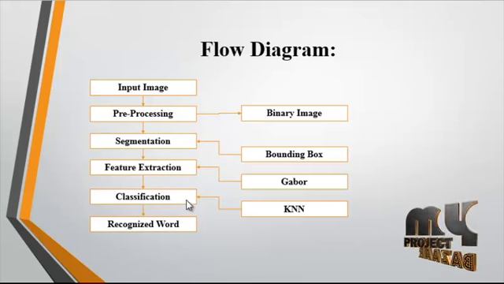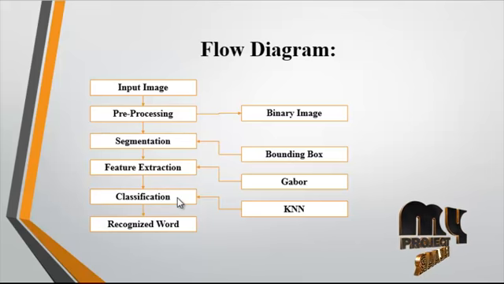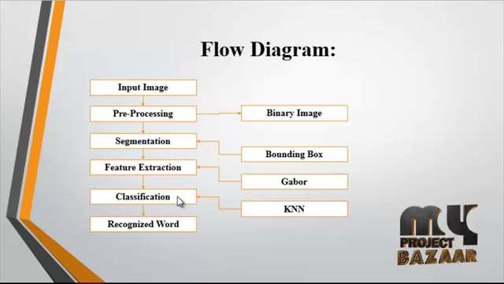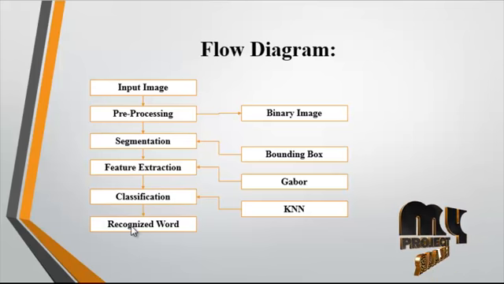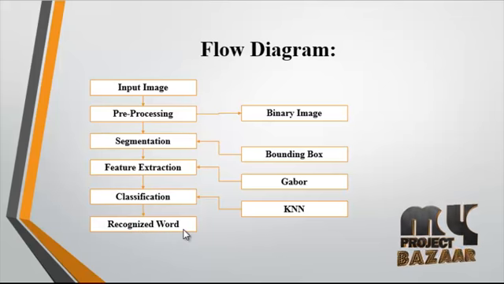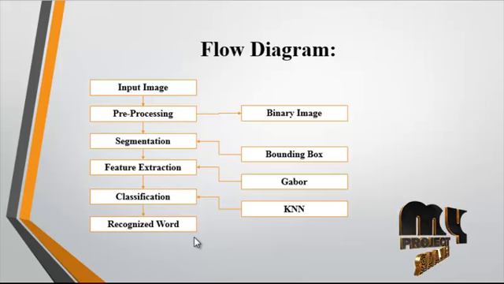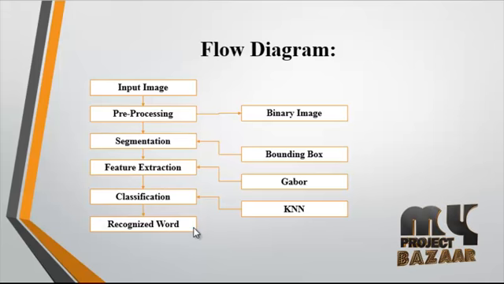Using that classifier, we classify the train features and the test features obtained from the dataset. Then the recognized word comes out in template format. The template format is obtained using printed character letters.